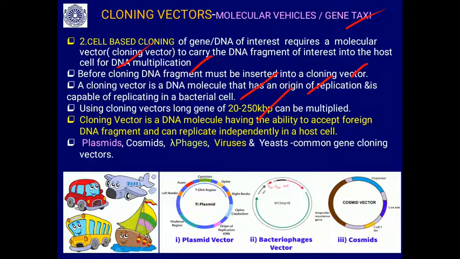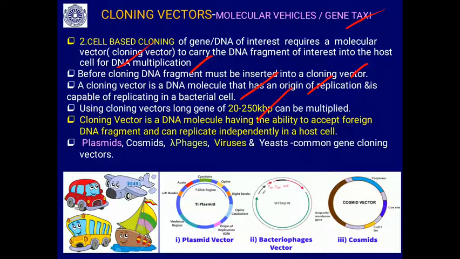So the cloning vector is a DNA molecule, remember, having the ability to accept foreign DNA and replicate independently in the host cell. In the host cell, it is not disturbing the host cell chromosome; it will replicate independently. So that is the advantage of this cloning vector. There are a number of cloning vectors. You are not studying all of those. You are studying some sample vectors: plasmids, cosmids, lambda phages, viruses, yeast. So these are all the common gene cloning vectors.